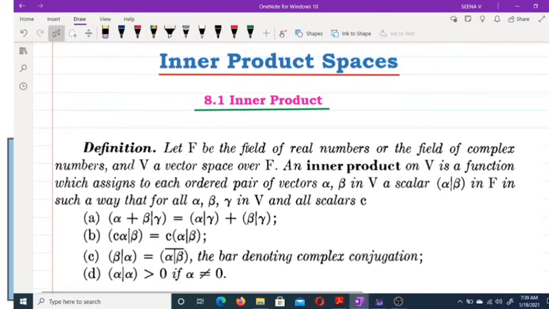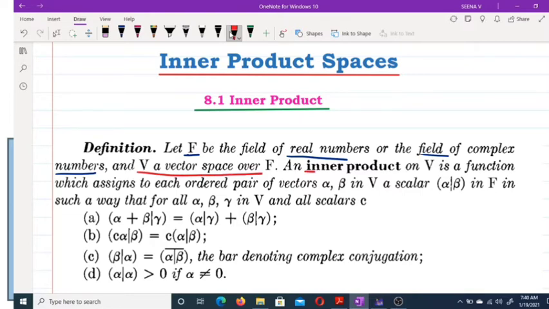And what do you mean by an inner product space? The definition is: let F be a field, just like for vector spaces. What do you mean by a vector space? A vector space is a set V of vectors together with a field F, satisfying some conditions. Here also, same thing. Let F be a field of real numbers or a field of complex numbers, and V is a vector space over F.